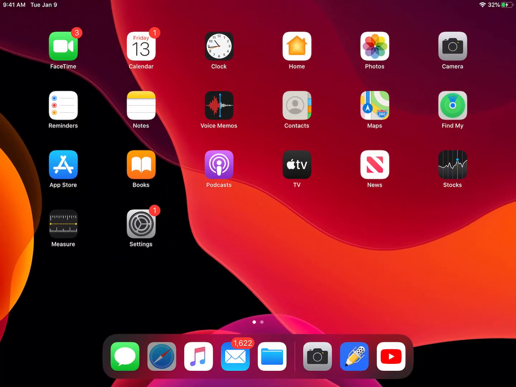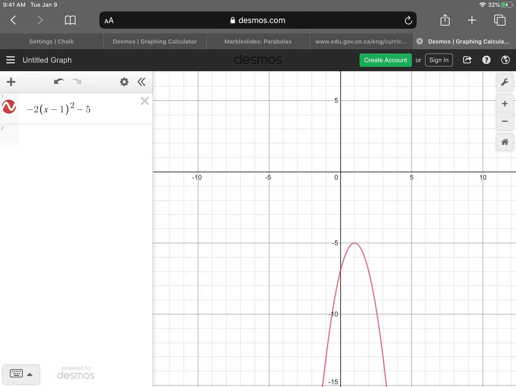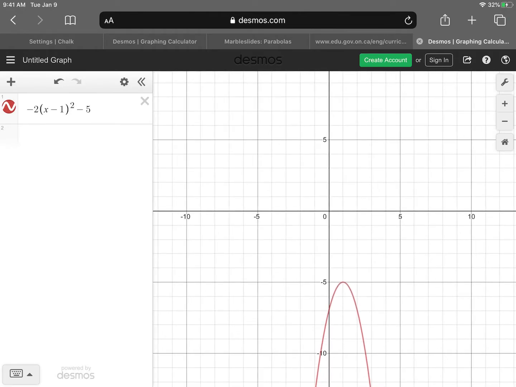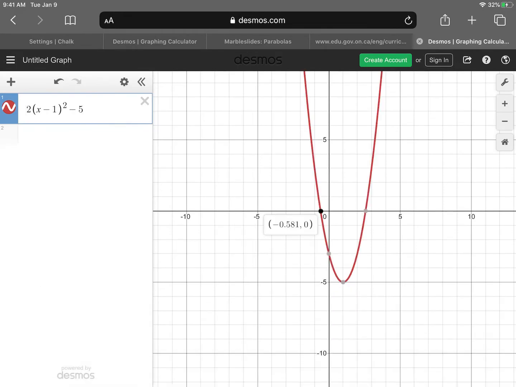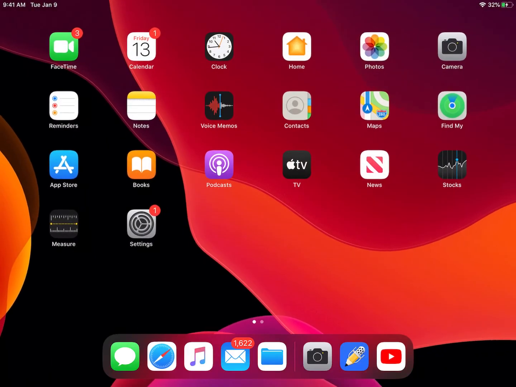So Jessica, on this graph, a solution, I'll change the equation so that we have solutions. A solution would be these two right here, right? Solutions, x-intercepts, roots, zeros, all interchangeable, right? Okay?